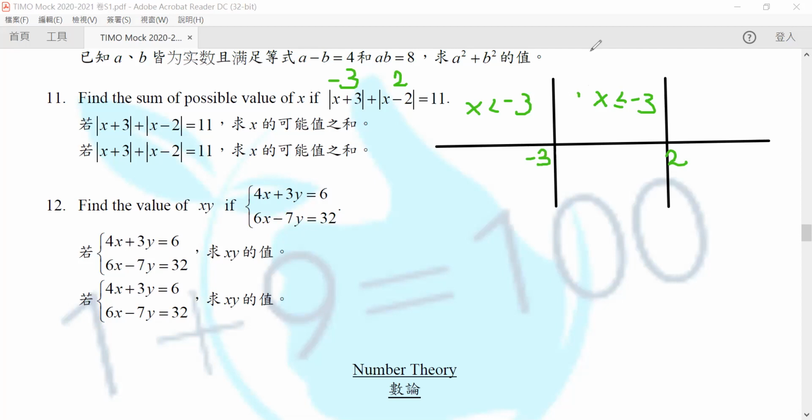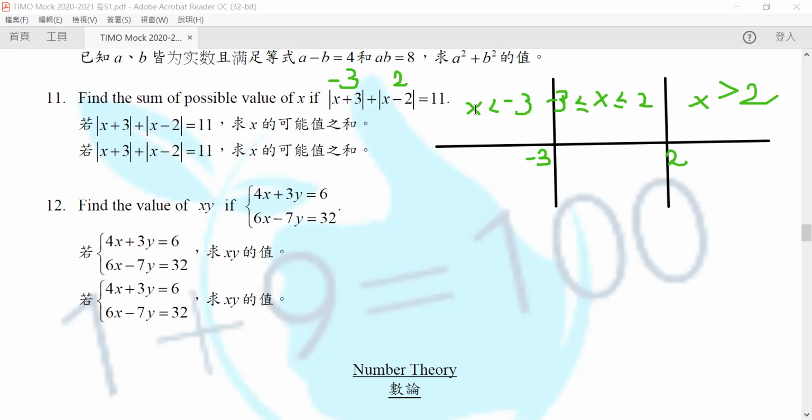Oh, okay. So it is more than 2, but is all... so greater than negative 3, greater or equal to negative 3. And the last one must be x is greater than 2. Now, in these three separate cases, we can simplify this equation.